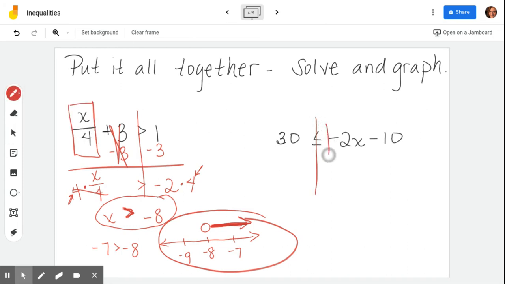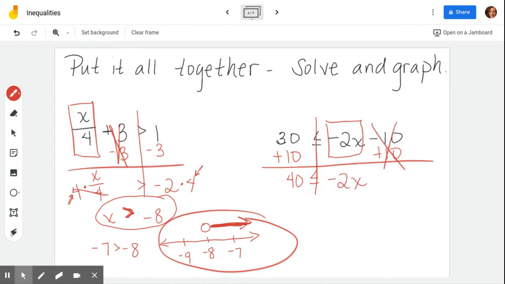Okay, split it, box it. I need to get rid of the -10. So I'm going to add 10. And if I do that to the right, I'm going to do that to the left. Straight down my columns. 30 plus 10 is 40. I haven't done anything with multiplying or dividing yet, so I don't need to even worry about whether or not my sign flips yet. So just bring it down. I still have -2x, and then those go away.